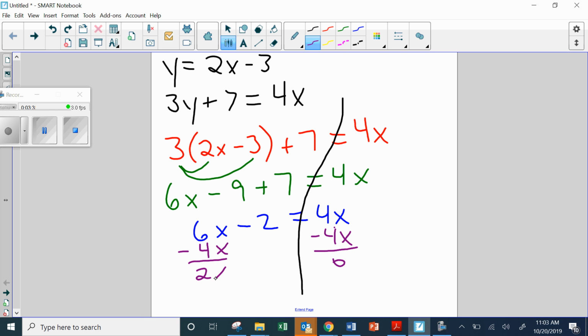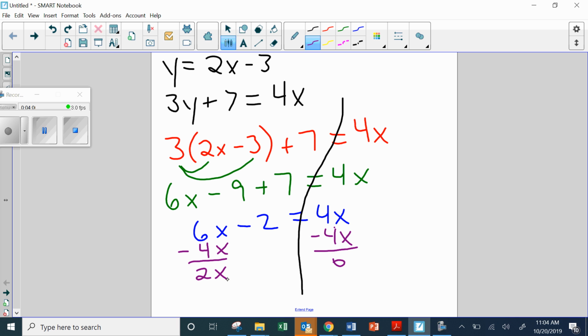That gives me 2x on this side. Now here's the tricky part. What people are getting confused on whenever this happens, if you'll notice on the right-hand side, I just subtracted 4x, so I don't have anything left over there. And that confused people on one of the quizzes. If you don't have anything left there, there's still a value. That value is just 0. You see a 0 down there. So I can still use that 0.